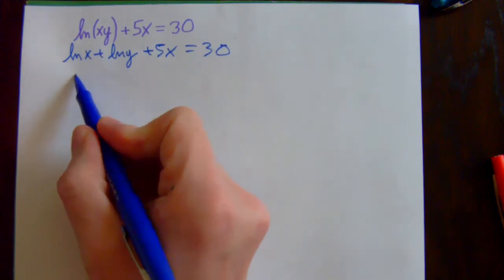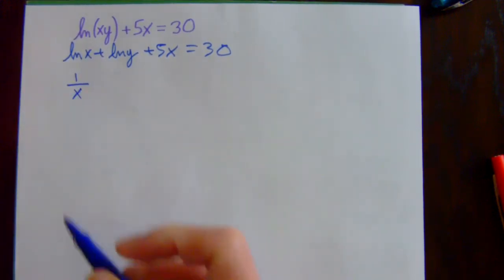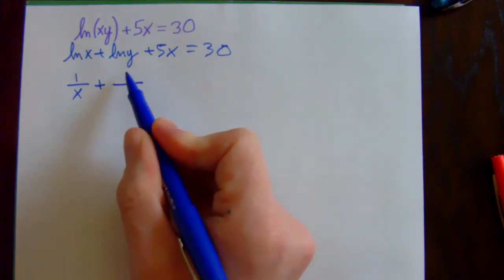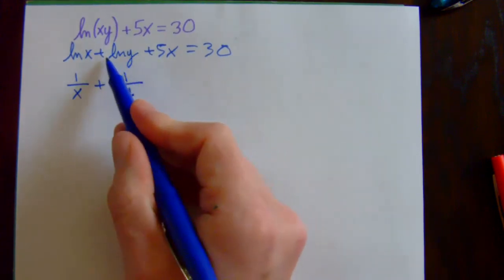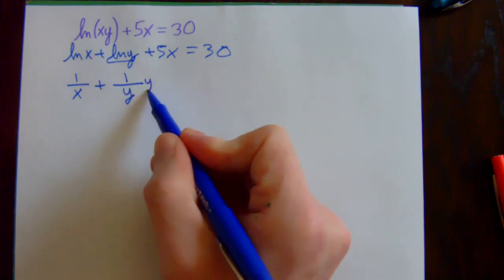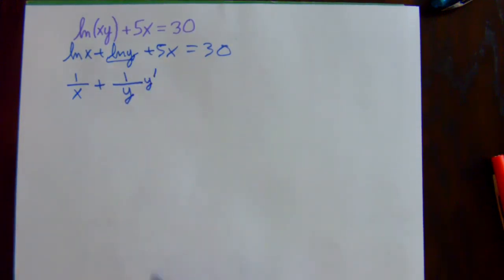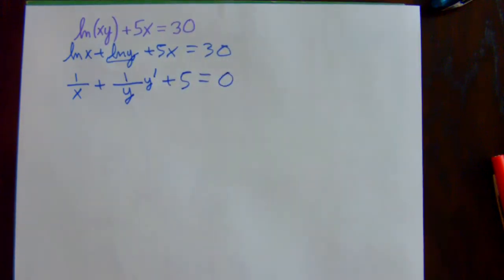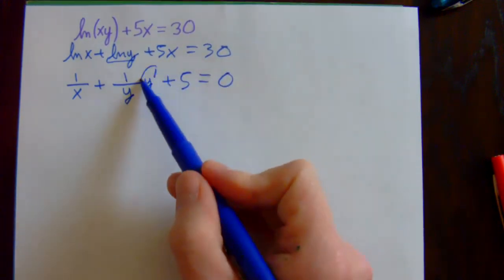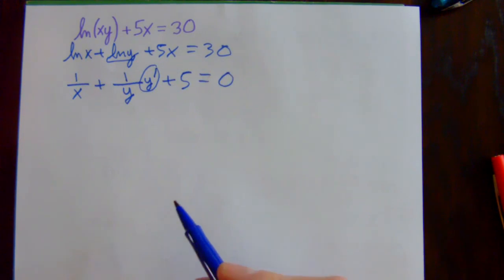So the derivative of ln of x is just 1 over x, right? If I do the derivative of ln of y, you're going to get 1 over y. But once you get your 1 over y, since you took the derivative of y's in it, you've got to tag on the y prime. And the derivative of 5x is just going to be 5. The derivative of 30 is going to be 0. And all we're going to do is solve this equation for y prime, and then we are done.